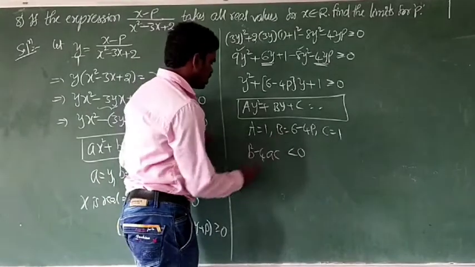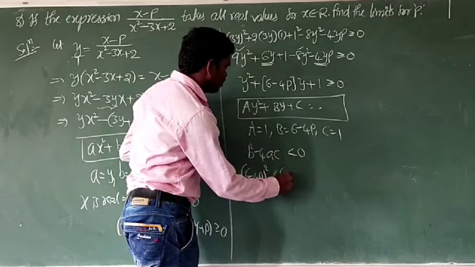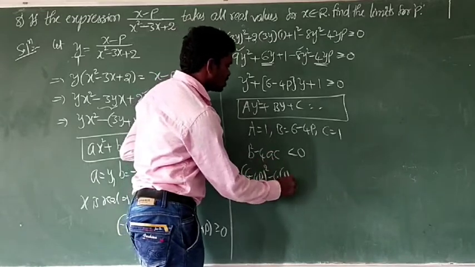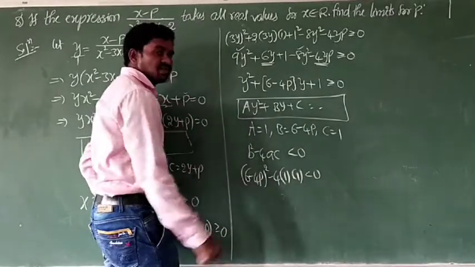So b square means what? 6 minus 4p whole square, minus 4 into a means what? 1 into c means 1, is less than or equal to 0. So now it is also in the form of a minus b whole square.